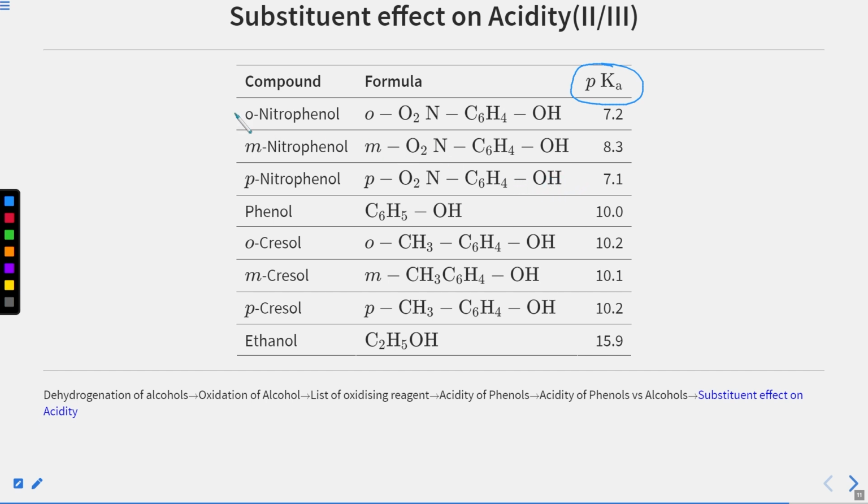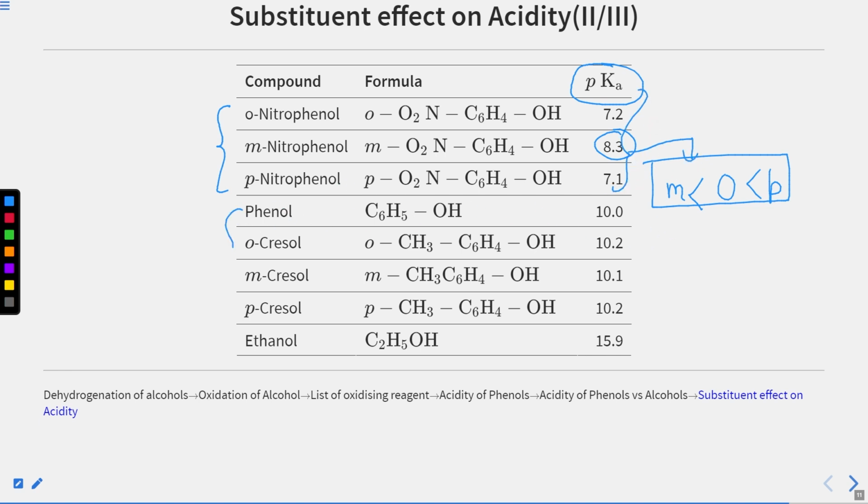So if you look here, first of all, let us compare all of these three. In these three, we can say that this one has the highest pK. So meta has the least acidic character. Then we have this one, that is ortho, and then we have your para. So this is for your nitro one.